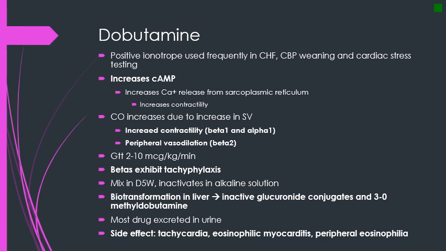Your drips are typically 2 to 10 mics per kilo per minute. Your beta receptors will actually produce tachyphylaxis with continued use of this drip, so they do try to get the patient off this drip as soon as possible. Again, it's mixed in D5. Alkaline solutions are typically bad news for all of these sympathomimetics.